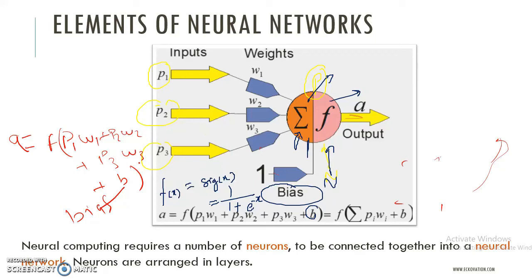When the activation function is applied throughout the whole data, similarly we get the output with this activation barrier. So the total output we will get here is the function of the summation of Pi W, and we will be adding this bias. Yeah. So neural computing requires a number of neurons to be connected together into a neural network, and there would be some arranged layers. So I hope it's clear.